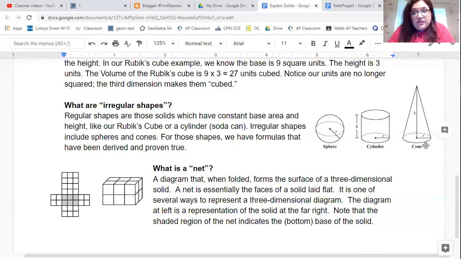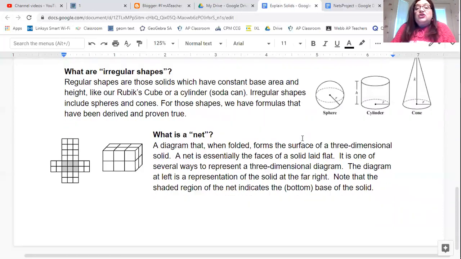But for a lot of shapes, you're going to be able to figure out how to determine surface area and volume, and you won't have to memorize a formula. You'll just be able to do it. And the great way that we're going to start doing this is using nets. So a net is just a diagram. And I have an example here. A net is a diagram that when you fold it, it turns into a three-dimensional solid.